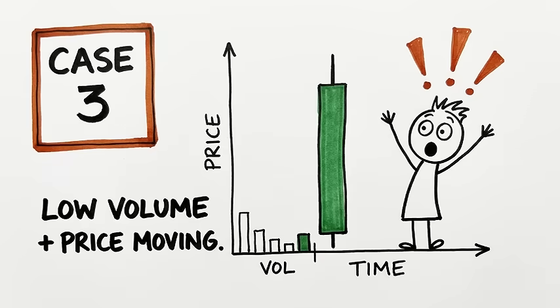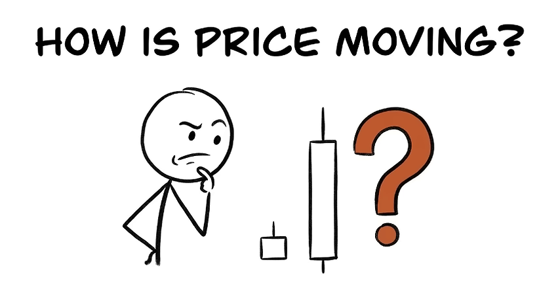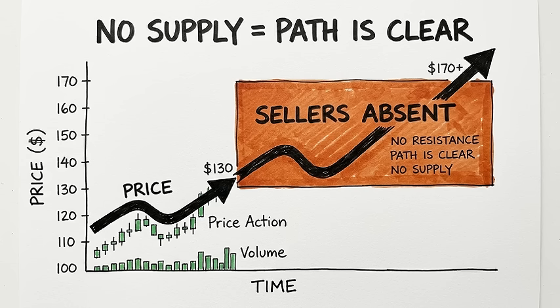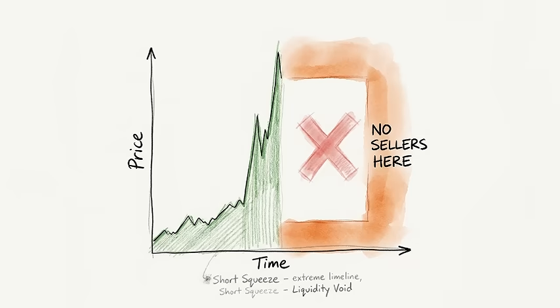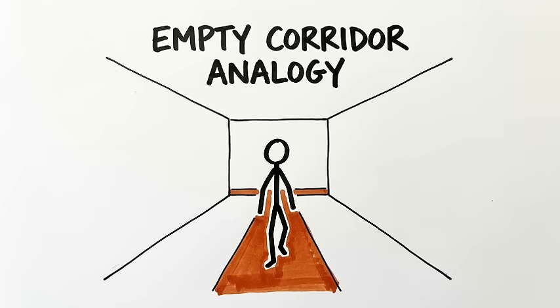Case 3. Low volume, price still moving. This one surprises most traders. If volume is low, how is price moving at all? The answer is the absence of the other side. This is called no supply or no demand depending on the direction. When price moves up on low volume, it doesn't necessarily mean buyers are exceptionally strong. It means sellers are absent. Nobody is selling. So the market doesn't need much effort to move upward at all, like walking down an empty corridor. You're not moving fast because you're powerful.